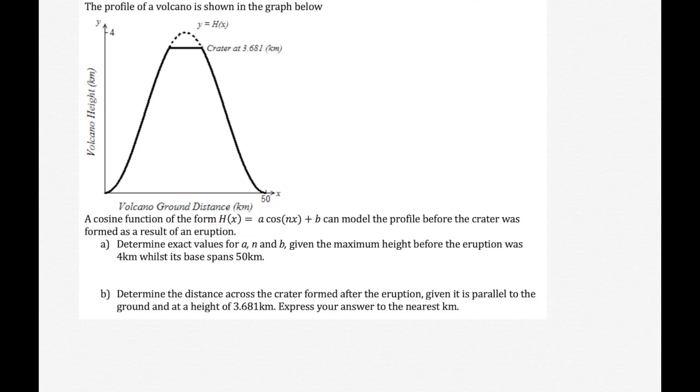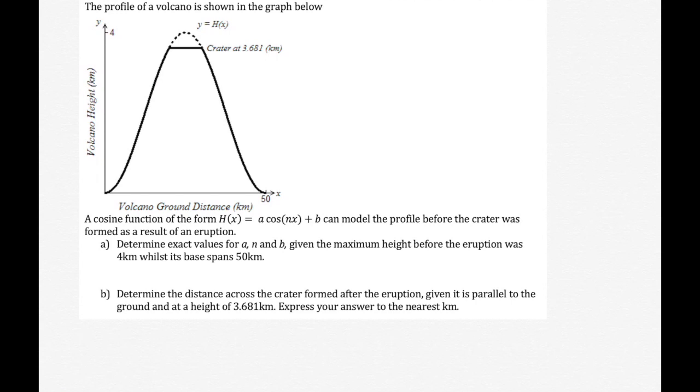The next example we're going to look at is one where the equation is not given to you, at least not in any usable form apart from just a blank template. So this particular question, we've got a profile of a volcano shown by this, and it tells us that a cosine function of the form h of x is equal to a cos nx plus b can model the profile before the crater was formed as the result of an eruption. So that's the line including the dotted line at the top.